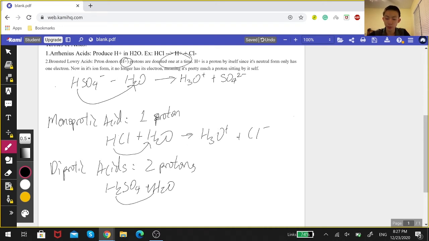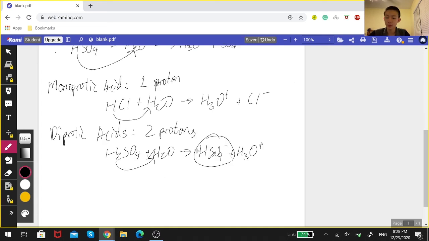Alright, so first we're going to donate 1, and this is going to become HSO4 minus plus H3O plus. Now we're going to take the product over here, which is HSO4 minus, and add it to water 1 more time. Now this hydrogen will be donated again to form SO4 2 minus, because remember this is 1 minus when bonded with hydrogen, so without the hydrogen it will become 2 minus, plus H3O plus.